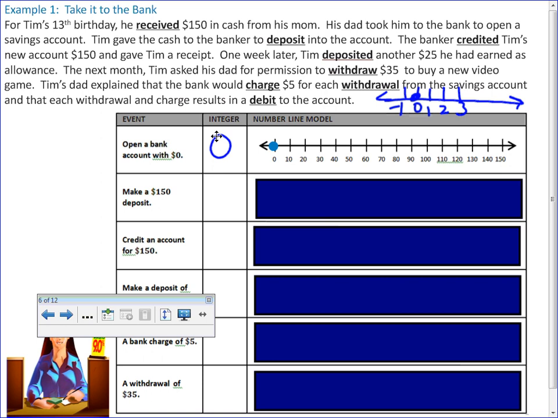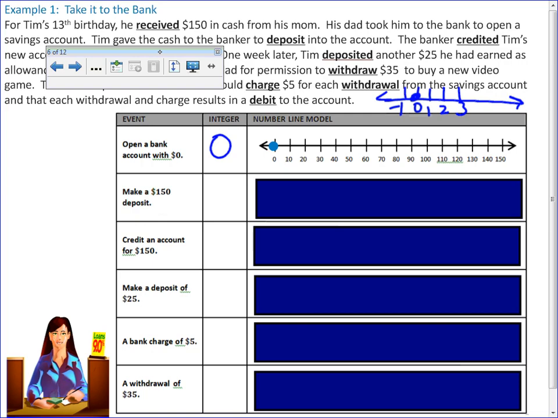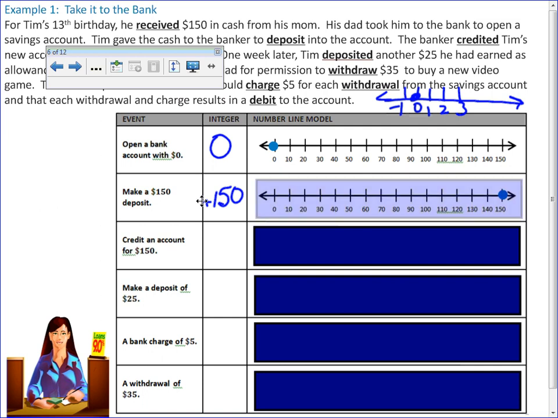All right? So now, Tim is going to make a deposit of $150. What type of integer would that be? If he's adding $150 to increase the amount in his account, he's putting $150 into his account. He's adding it into his account. So now he's going to have more money in his account. So what would that be? Right, that would be a positive 150.